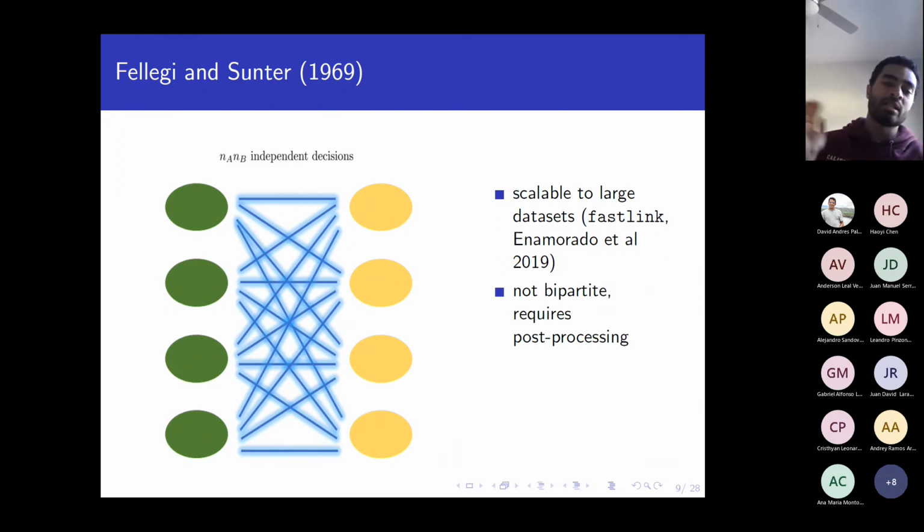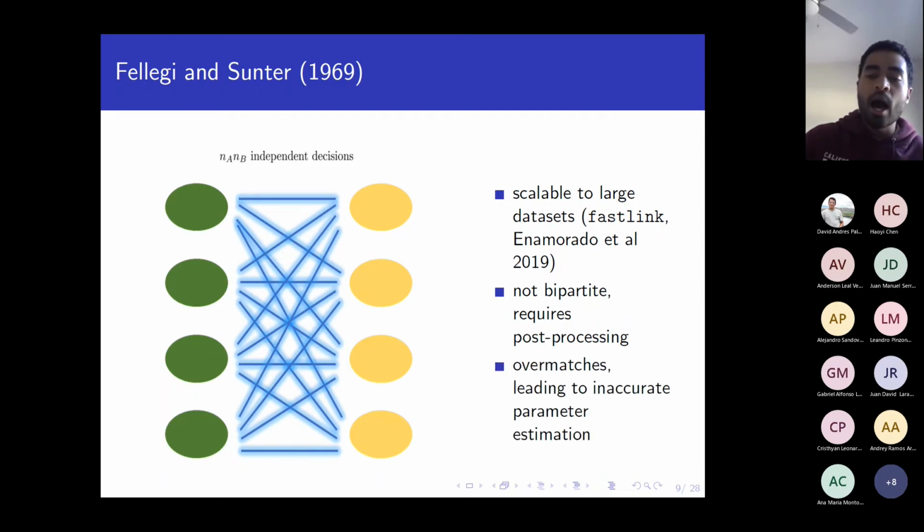Because these are independent classifications, you might not get a bipartite matching. You might have two records in one data set that match to one record in the other. And by your assumption, you know that one of those matchings must be false. This gets cleaned up in a post-processing step that is taken care of in the package. But because of allowing those multiple matches, overall this method tends to overmatch somewhat and leads to somewhat inadequate parameter estimation.